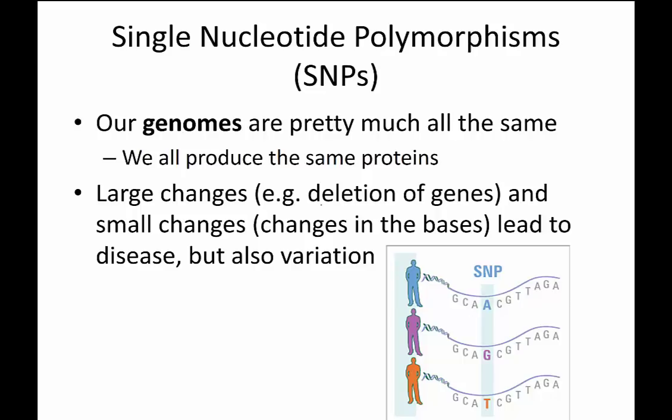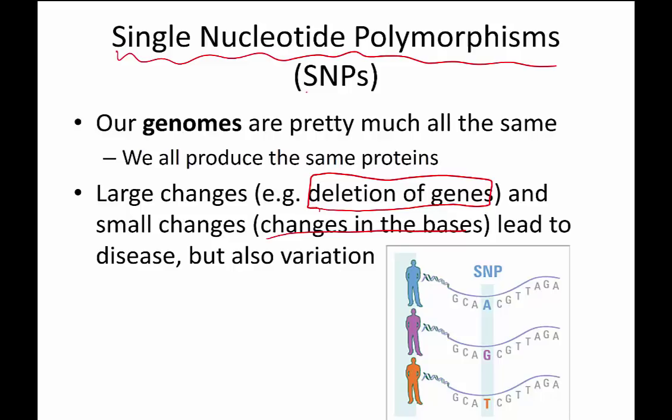Large changes like deletions of genes, of course, are going to cause huge issues for you. If you delete a gene, you're no longer going to be able to make that protein, and that's going to cause an issue. But even small changes, those changes in single bases, can cause a huge issue depending on the gene that's affected. Again, we're all pretty much exactly the same in regards to the proteins we make. But there is some variation, and that variation comes in the form of single nucleotide polymorphisms, among many other things.